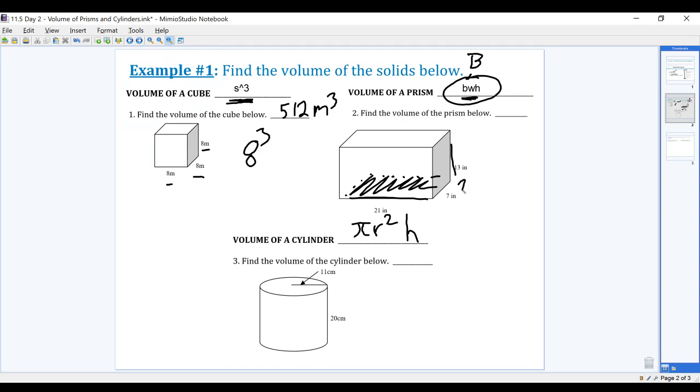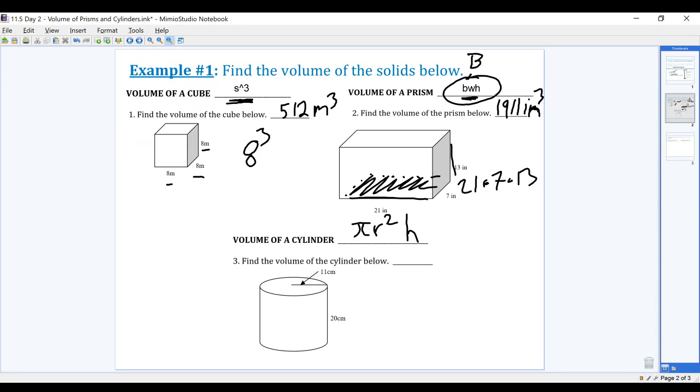All right, so we're doing 21 times 7 times 13, right? Base times width times height. So that one's going to be 1,911 inches cubed. Great.